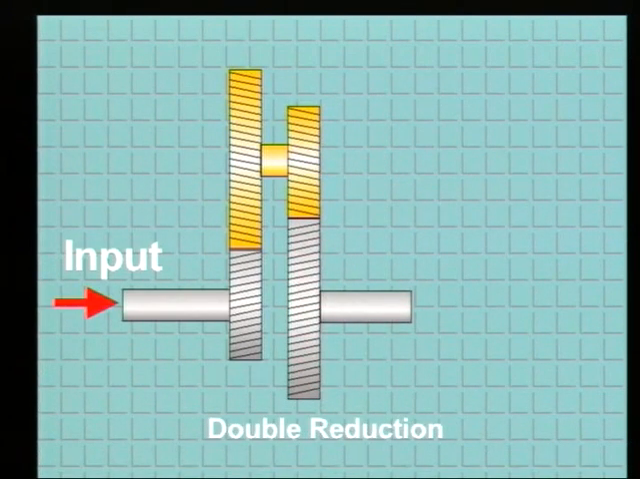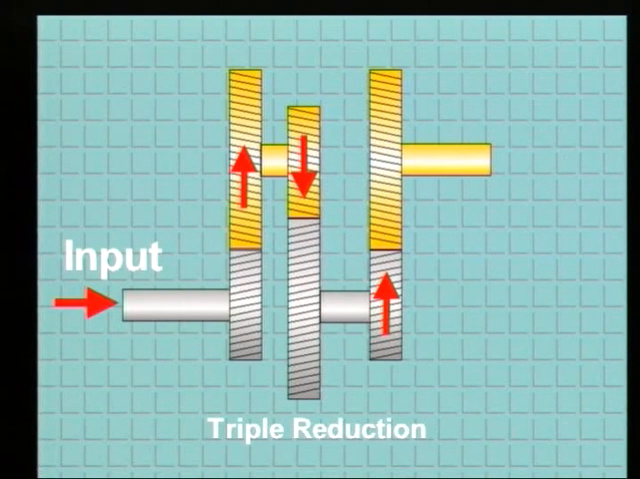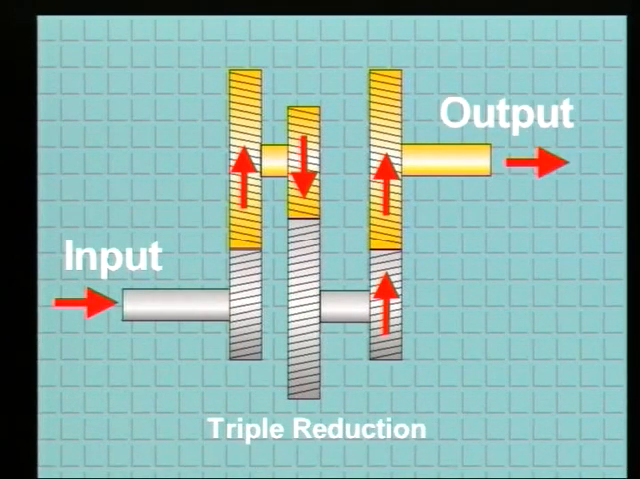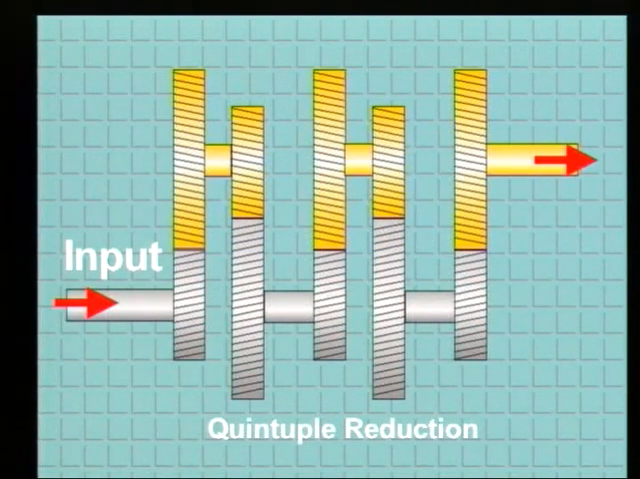A double reduction involves 2 stages of reduction. Typically, an input shaft carries a pinion. The pinion drives a first-stage reduction gear. This gear carries a second-stage pinion, which drives a final-stage output gear. In this manner, very high reduction factors can be built into a relatively small reduction unit. Triple reduction involves a further stage, whereby the second-stage driven gear carries a pinion that drives the final output gear. In this manner, it is possible to create quadruple, which is 4 stages of reduction, and even quintuple, 5 stages of reduction.